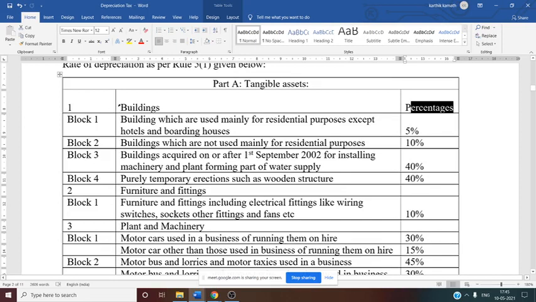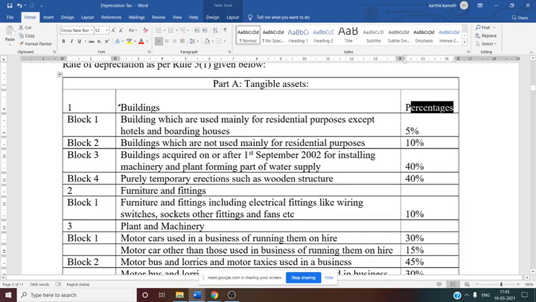Next, block 3, building acquired on or after 1st September 2002 for installing machinery and plant forming the part of water supply. Suppose in the building certain machinery is installed for dealing with water related activity, water supply, or any other water related activity, then the building percentage of depreciation is 40%. But best thing in our syllabus is they'll give you the rate of percentage. Percentage rate will be provided by them in the question.